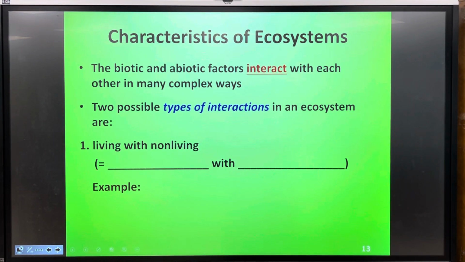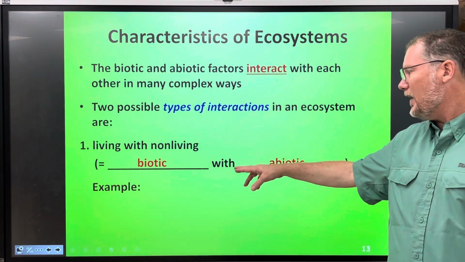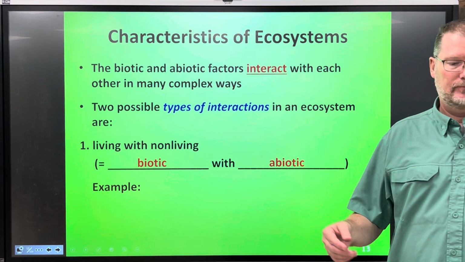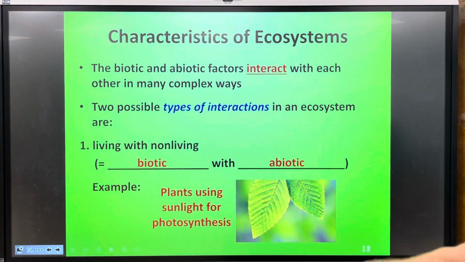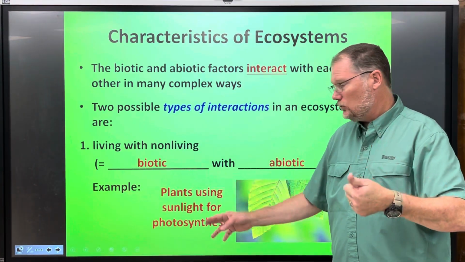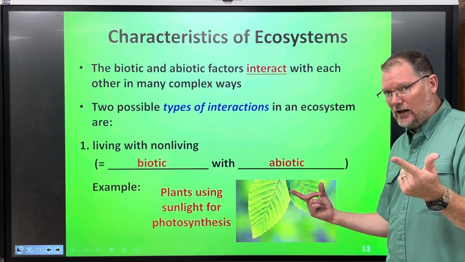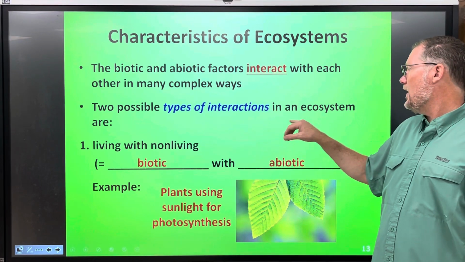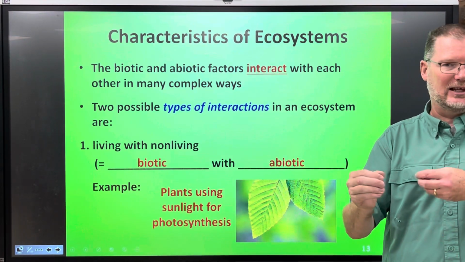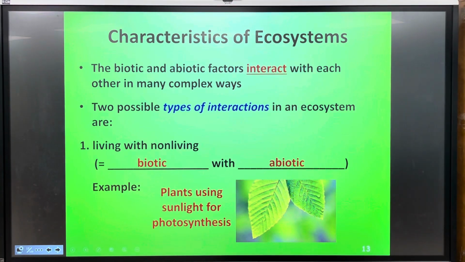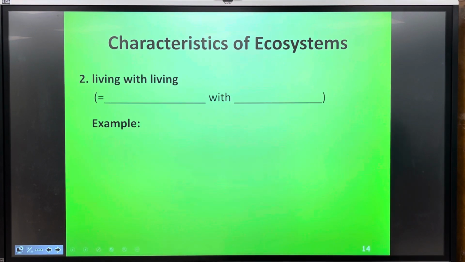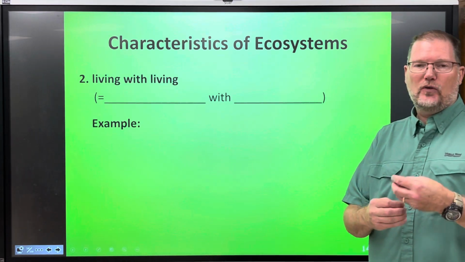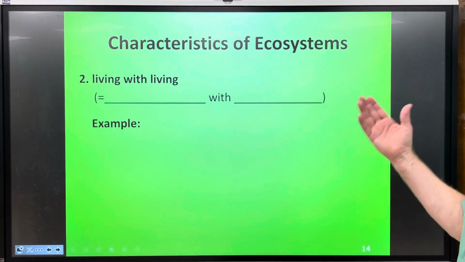So there are two types. There's biotic with abiotic. And an example would be plants, biotic, using sunlight, abiotic, for photosynthesis. Okay, that would be a type of interaction that would be living with non-living. So plants using sunlight for photosynthesis. Write that down. And then the other one would be living with living. So that would be biotic with biotic.